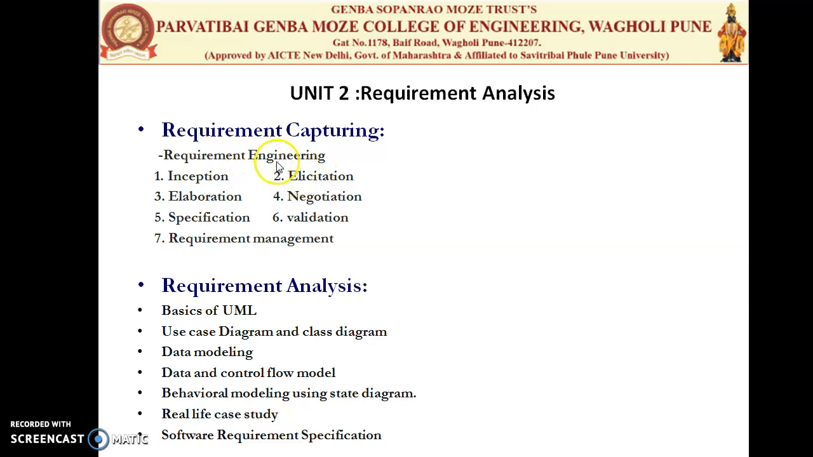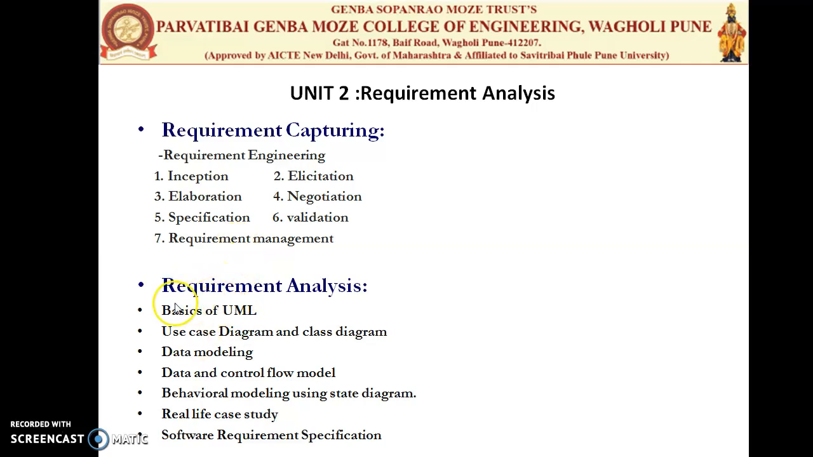In requirement engineering, there are 7 steps. First is inception, second is elicitation, third is elaboration, fourth is negotiation, fifth is specification, sixth is validation, and seventh is requirement management.